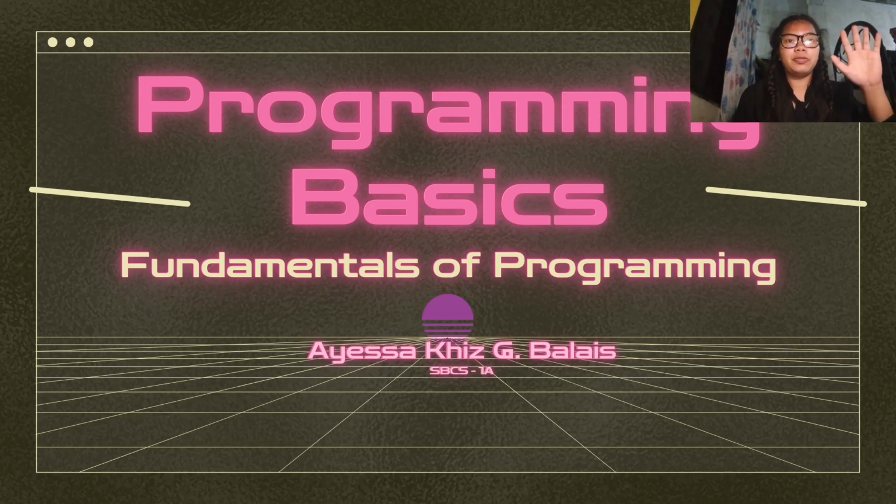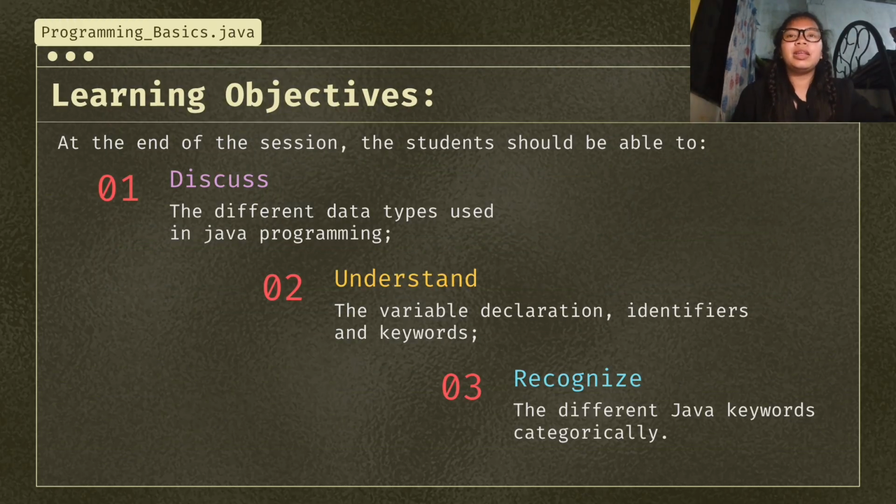Programming week number 5. And before we start, let's know what the learning objectives are first. First is to discuss the different data types used in Java programming. Second is to understand variable declaration, identifiers, and words. And third is to recognize the Java keywords categorically.